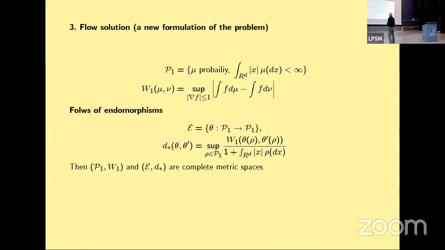And these are the spaces on which I will work. Of course, P1 with the Wasserstein distance is a complete metric space, and A with d star is also a complete metric space. And these are the spaces that will appear in all what follows.